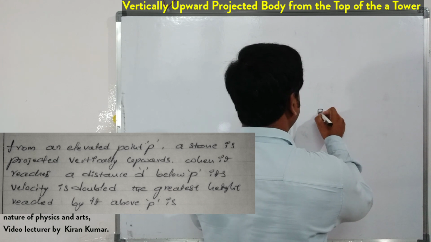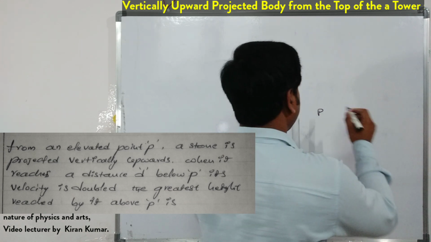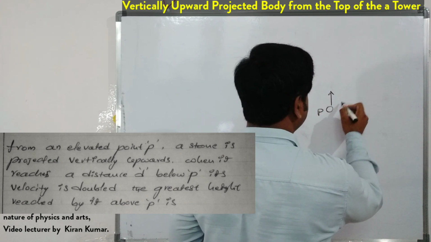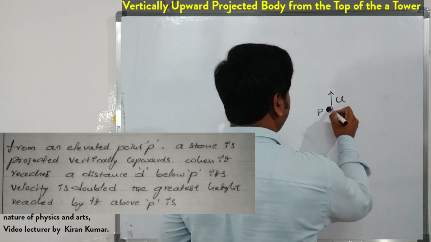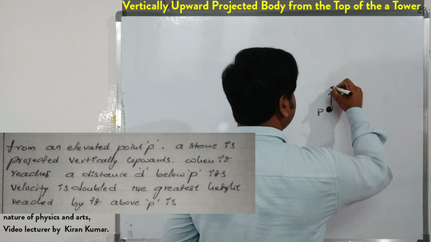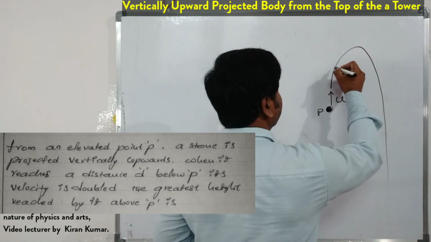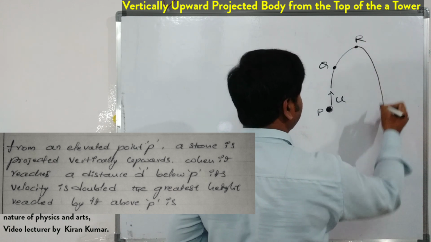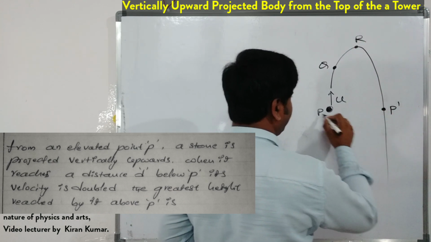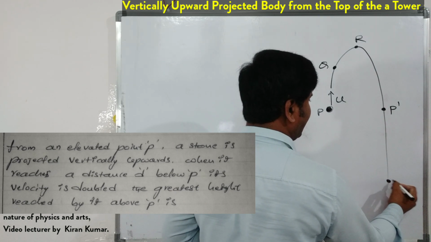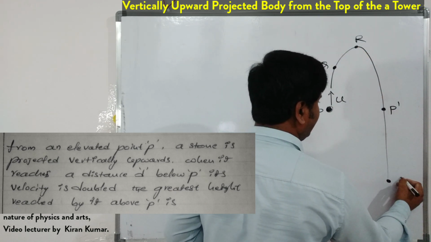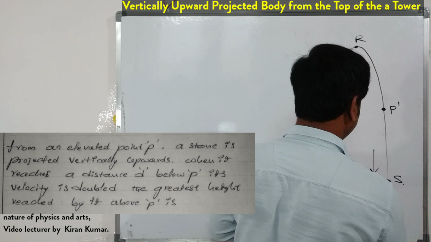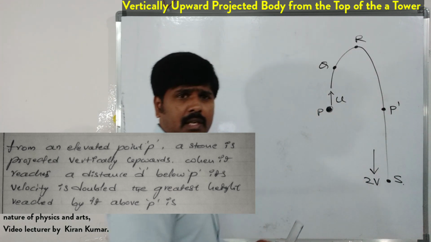Okay, the elevated point is P. So here the ball is projected vertically upward with an initial velocity u. This is the body, so the body moves like this. This position is taken as Q position and this position as R position, and this is P only, P dash for example, and the positions are taken as P, Q, R and S. So here the velocity is given as 2v. How much here? 2v velocity is given.